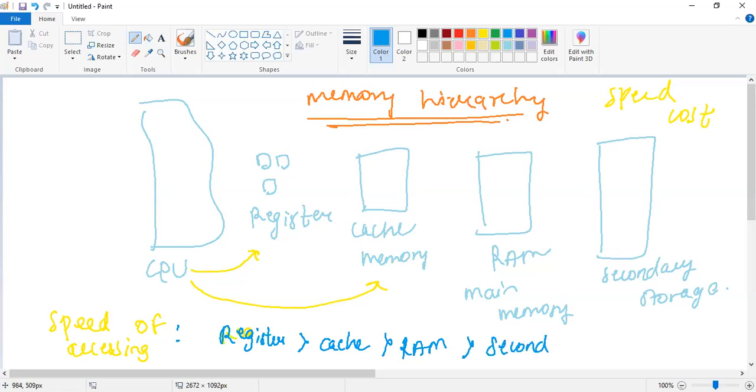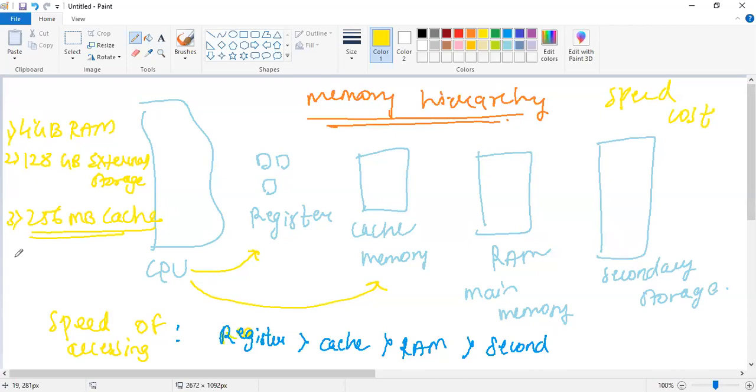Therefore, if you observe in your mobile phone, in a normal mobile phone there will be about 4 GB RAM, and there might be around 128 GB external storage. If you use any app for cleaning your mobile phone, you might have noticed that 256 MB cache has been cleared. So your cache is around 256 MB, and the registers are very few.